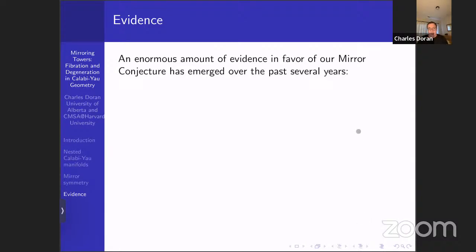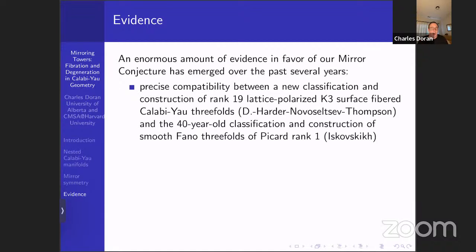And I'm going to mention some of it, and then I'm going to switch over to, as I said, the other slides that focus on one particular bit of evidence and an application, a theorem that doesn't depend on anything in mirror symmetry. But let's start. So first of all, there's precise compatibility between the classification and construction of lattice polarized K3 surface fibered Calabi-Yau threefolds that I did with Harder, Novoseltsev, and Thompson, and the 40-year-old classification of Iskovskikh on classification and construction of smooth Fano threefolds of Picard rank 1.